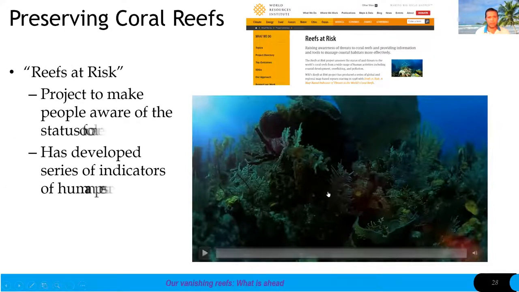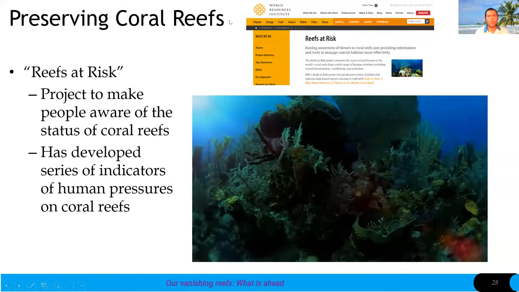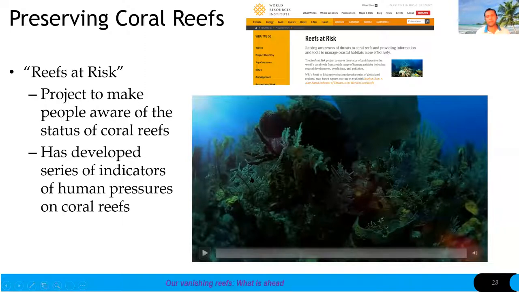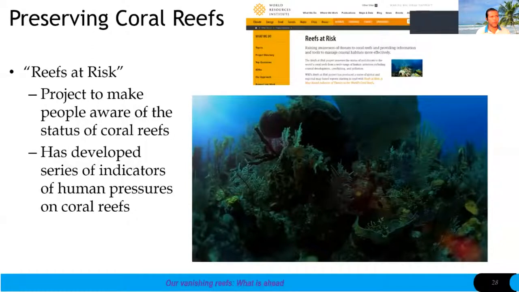This is one of the examples. One of the organizations, I think it's called the World Resources Institute, is doing many projects. One of the projects is called Reefs at Risk. It's very much on awareness for the people for protecting the coral reefs. They have a small video where you can watch that one too.